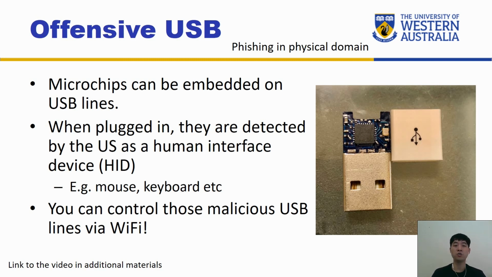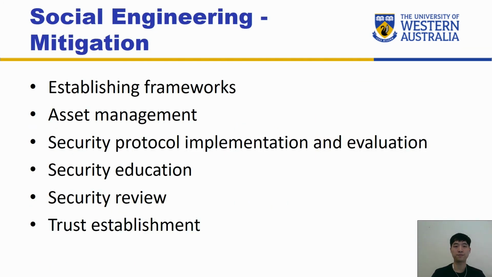And basically, you can control those malicious USB cables via Wi-Fi. So what the attacker can do is, if you plug that in, they can connect to your device via Wi-Fi. There's a communication module inside the USB, and they can start to navigate and do whatever those human interface devices can do, right? Because it's treated as a mouse and keyboard, which allows them to also provide inputs. So that's quite daunting to see.